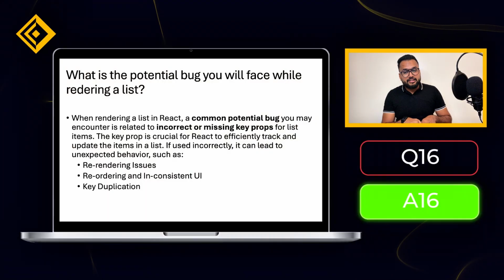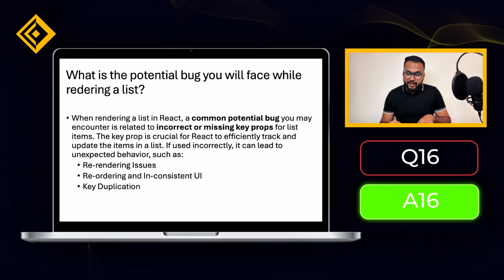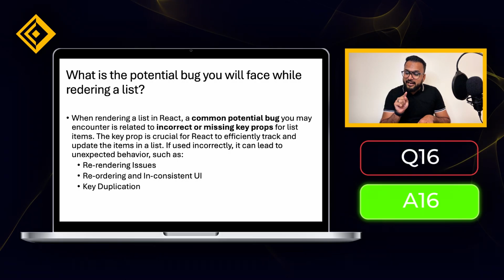For list items, the key prop is very crucial for React to effectively track updates of items in a list. On the basis of this key only, React identifies whether the item has changed, updated, or whether it has to re-render it or not. If you don't have knowledge about this issue, you can go through this video and try to learn about it. Pause the video, learn in detail, come back, and you will understand it. If you use keys incorrectly, it can lead to unexpected behaviors such as re-rendering issues, reordering, inconsistent UI, and key duplication issues as well.